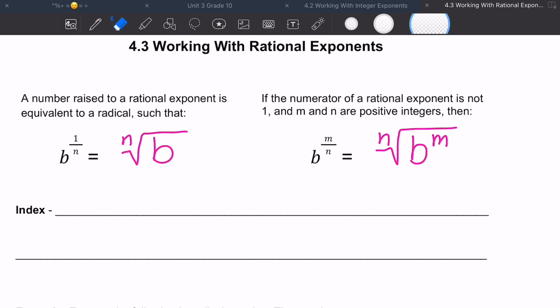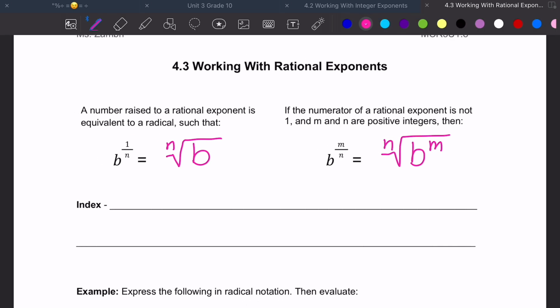What if the numerator is a number, with m on top and n below it? It'll be a fraction. It has to be a fraction. I'm talking like 2 over 3, 4 over 7, nothing over 1, because then that's just itself, right?